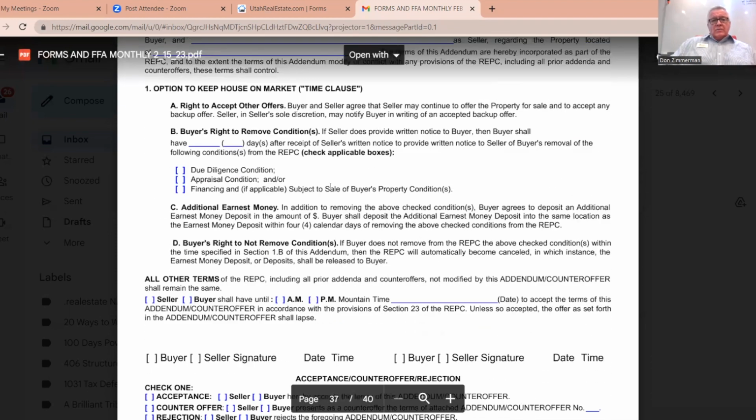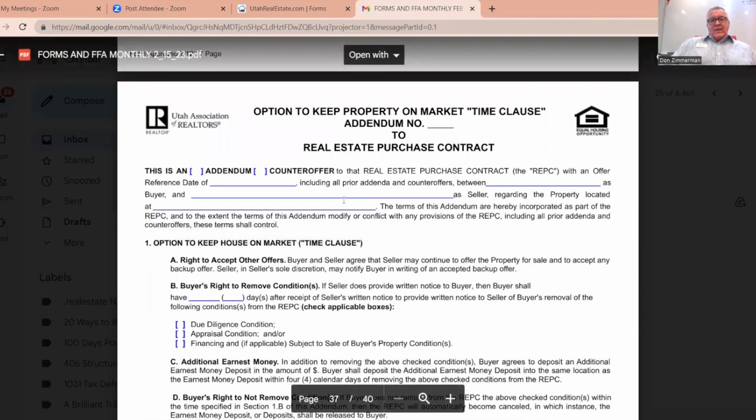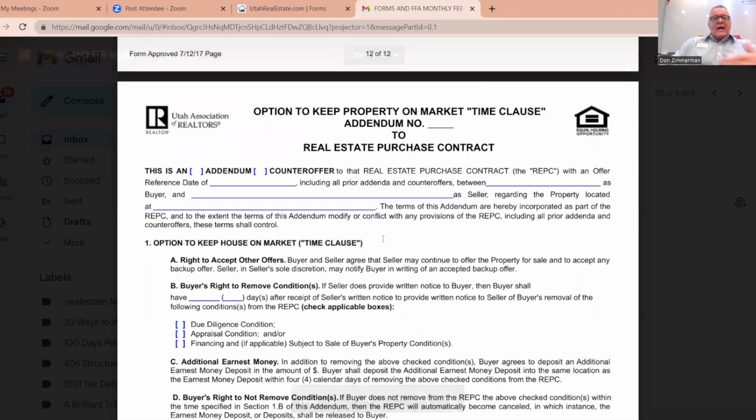Okay. So here's what I would counter back with, this time clause addendum. Then the status that you change the property to is not under contract. It's active T/C, active with a time clause.